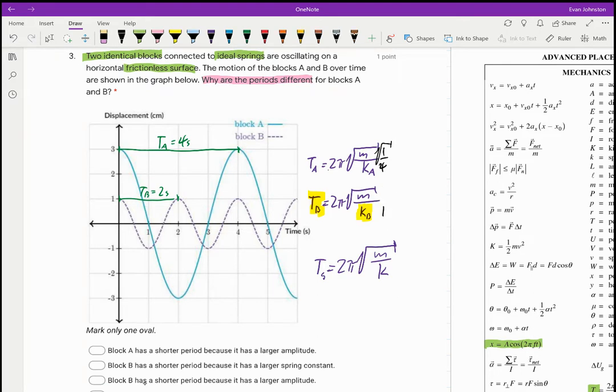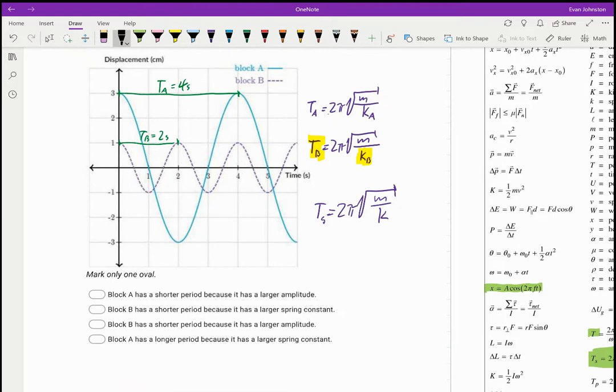So really, the answer to this one is that for spring B to have a smaller period, it needs to have a bigger spring constant, because the spring constant is in the denominator. It has to have a bigger spring constant. And there's option B. Okay.